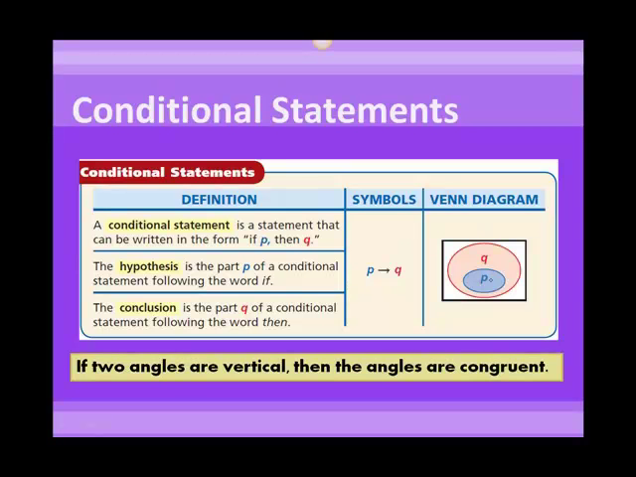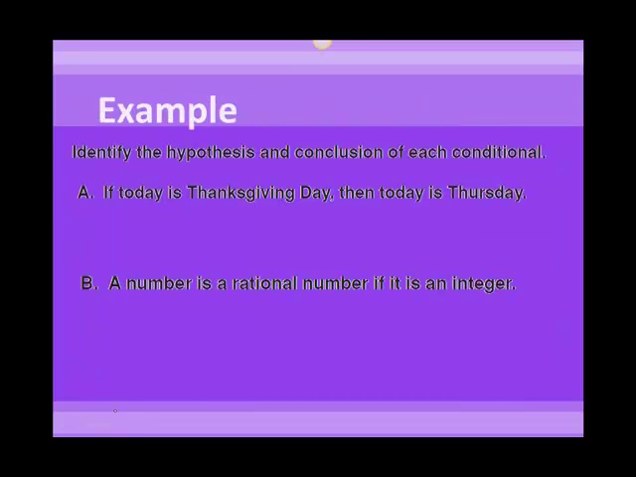We could also write it as a Venn diagram. If we have this larger area where we're talking about, let's say, rectangles, and on the inside, our P, let's say a square, we could say if an object is a square, then the object is a rectangle, because squares are part of the rectangle group. Another example we've talked about in class: if two angles are vertical, then the angles are congruent. We can give these statements a truth value, whether they're true or false. If they're true, we can prove them.